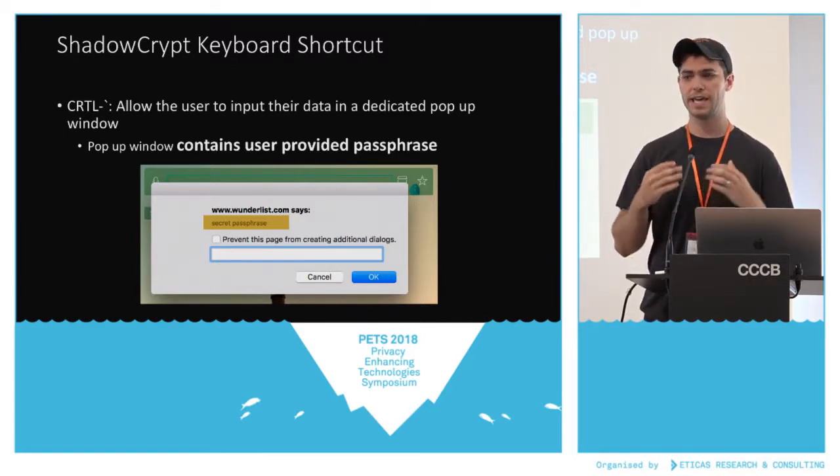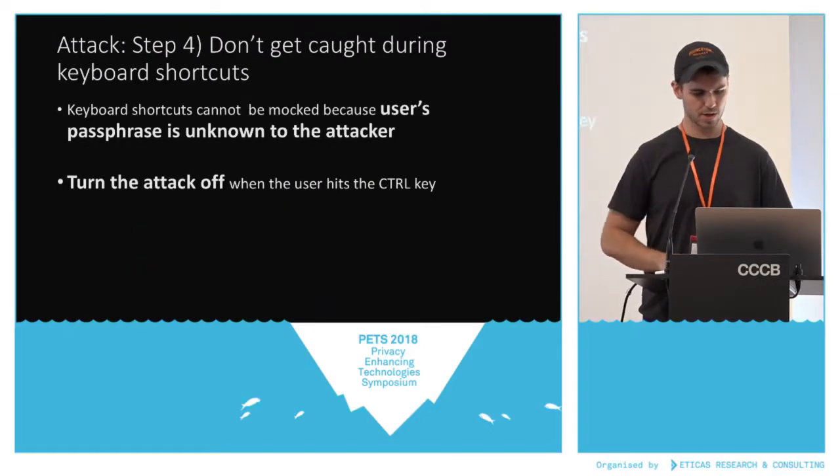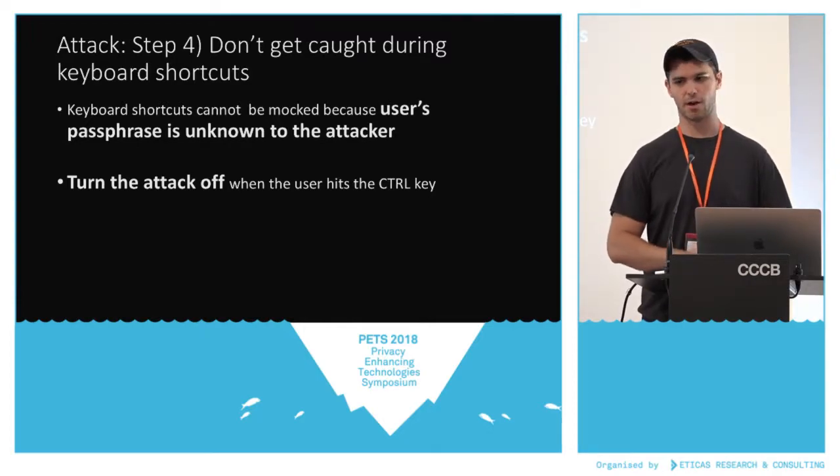And therefore, what I'll do is if the user ever hits control, I'll just turn my attack off. I'd much rather not be detected and only get a percentage of input than ever be detected. So that's exactly what I'll do. I'll just be like, I don't know the passphrase. Let me just turn the attack off if I see a control key.